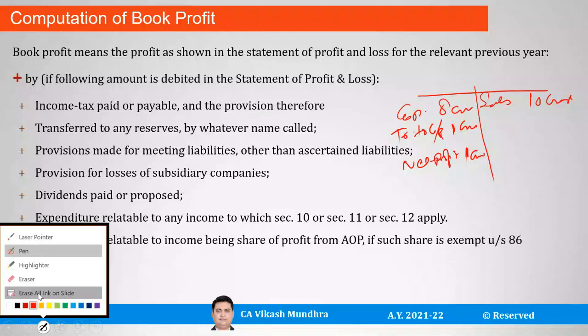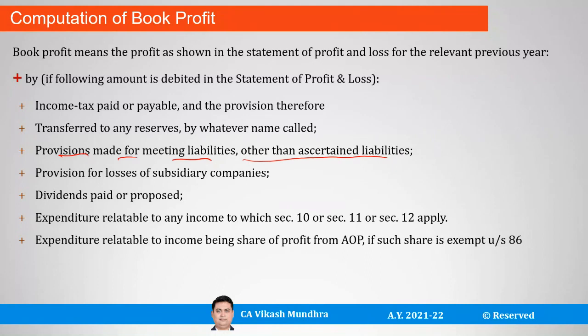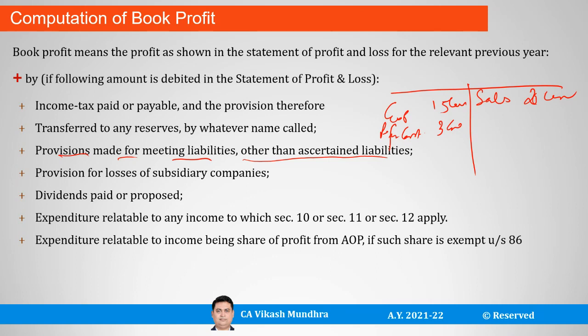Now, third one. Provisions made for meeting liabilities other than ascertained liabilities. If you made any provision for any liability and that liability is uncertain, that provision is required to be added back. For example, sales 20 crore, expenses 15 crore, provision for contingency say 3 crore. I presume that the future is uncertain, so I made a provision for contingencies of 3 crore. Do you think this liability is certain or uncertain? Since it is made for contingency, it is made for uncertainty. Hence this type of provision is for an uncertain liability. It is required to be added back.